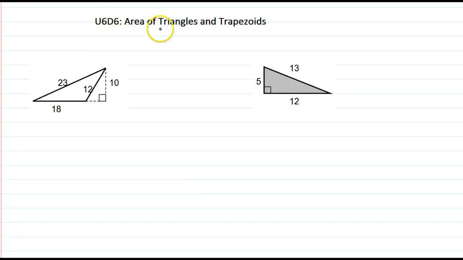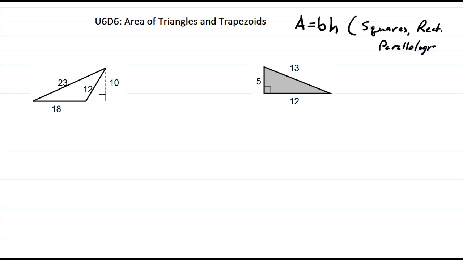Alright, today we're going to look at the area of triangles and trapezoids. So the formula that we've already memorized is that the area is equal to base times height, and that works for squares, rectangles, and parallelograms. So today we're going to have a different formula for a triangle and a trapezoid.